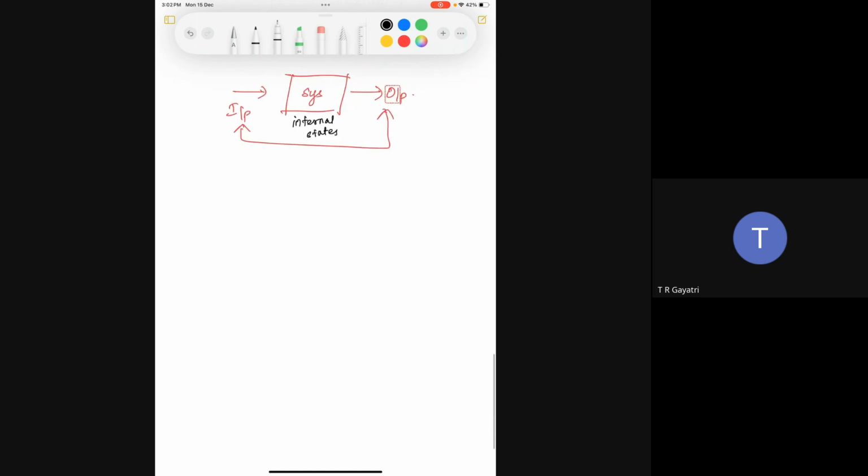Right. Another person makes a statement that the system is controllable but not observable, right? We will come to the point. I am giving two options for you in between.